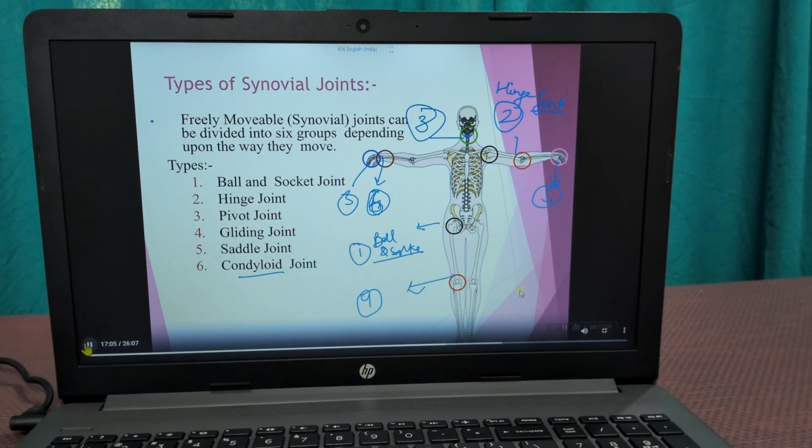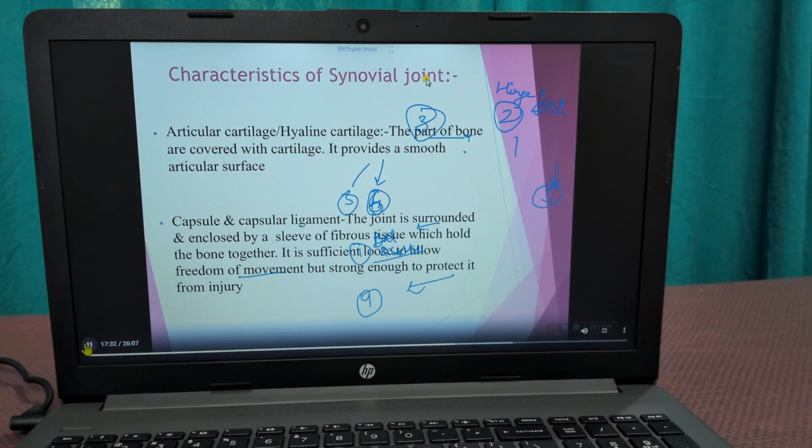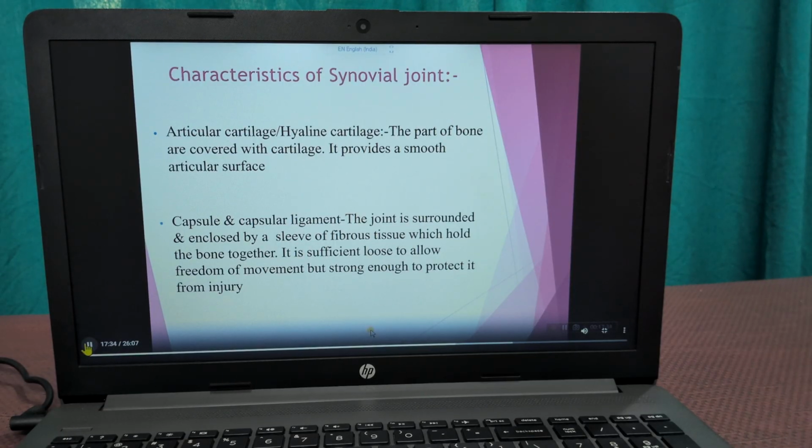Where is the gliding joint? In between the bones of the legs. The saddle joint is in the carpals and metacarpals. And the condyloid joint is between the bones and the metacarpals, or behind the saddle joint. So these are the types of synovial joints. These joints are the movable joints.